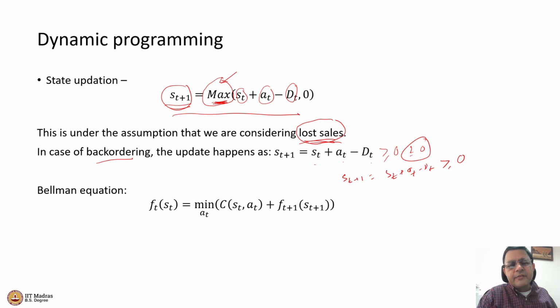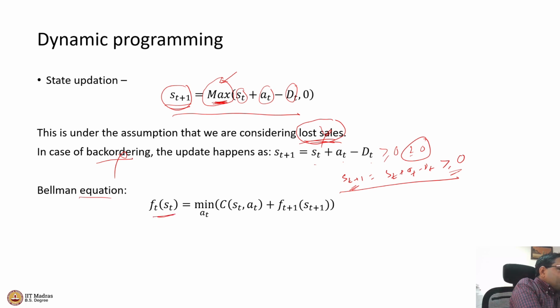There is enough inventory, there is enough indication that I know the demand, and therefore why incur shortage costs, why incur back ordering costs? So we are not considering back ordering, we are not considering lost sales. But we are considering a simple case where the on hand inventory is always greater than or equal to 0. So what is the Bellman equation?